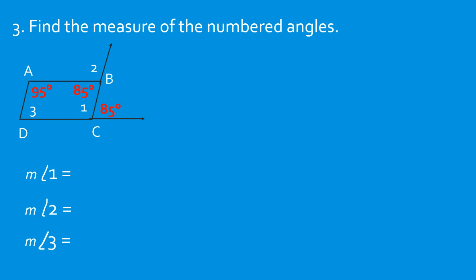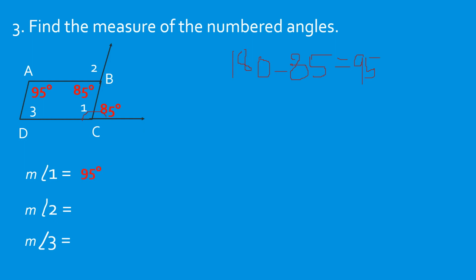Okay, next, find the measure of the numbered angles here. Okay, so first, angle 1. So what do we know about angle 1? We are given here exterior angle, which is 85. And angle 1 and this exterior angle, if we're going to add, that is equal to 180 because they form a linear pair, or they are also supplementary. It means we just simply subtract 85 from 180 to get the measure of angle 1, and that is equal to 95. So the measure of angle 1 is equal to 95 degrees.